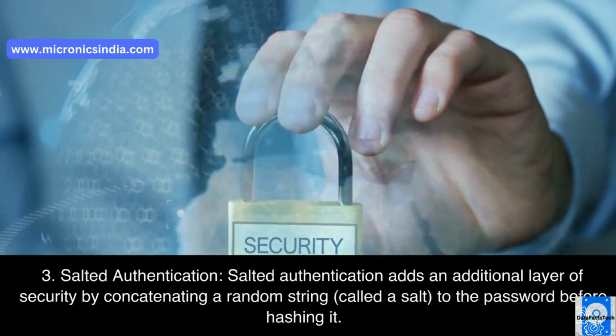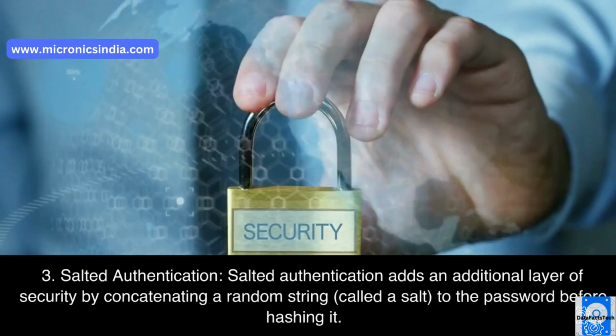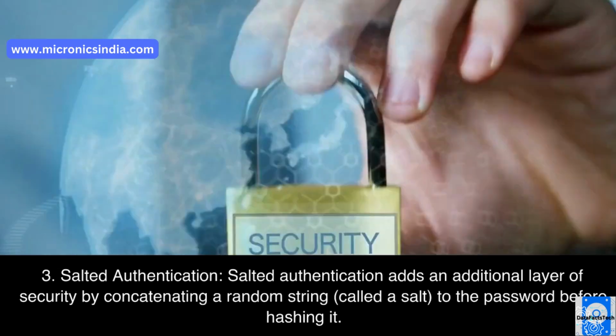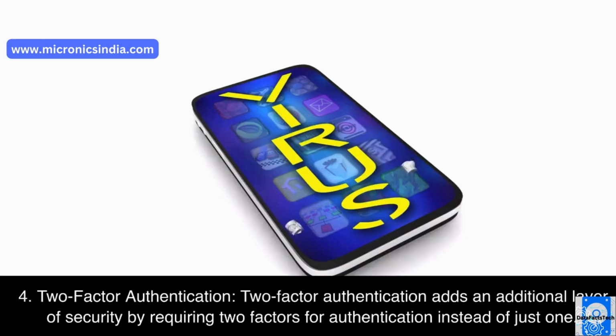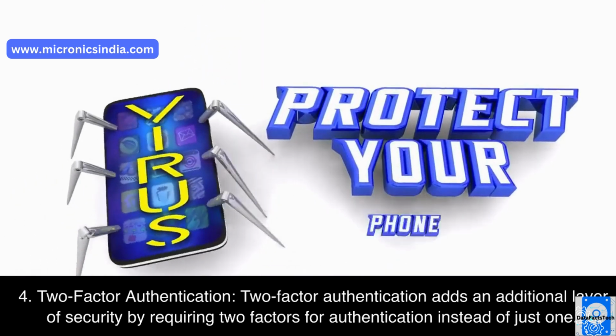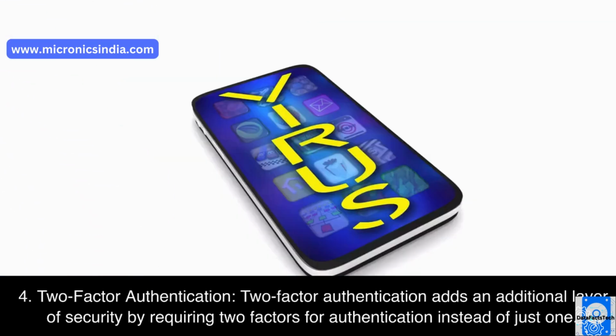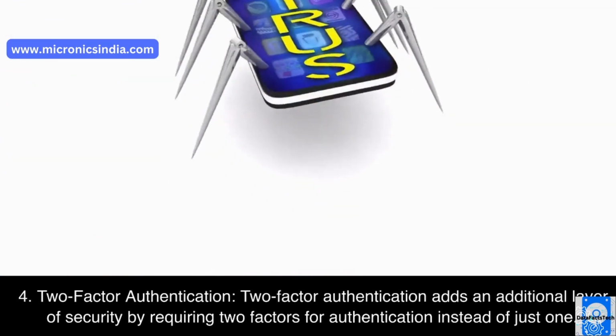Salted authentication adds an additional layer of security by concatenating a random string, called a salt, to the password before hashing it. 4. Two-factor authentication. Two-factor authentication adds an additional layer of security by requiring two factors for authentication instead of just one.